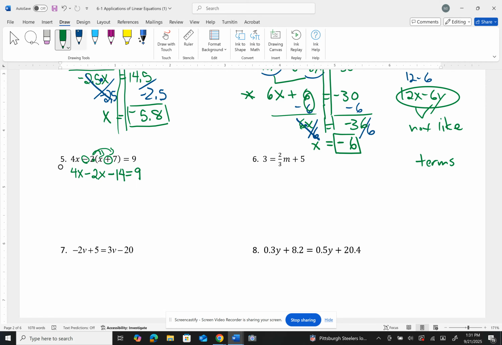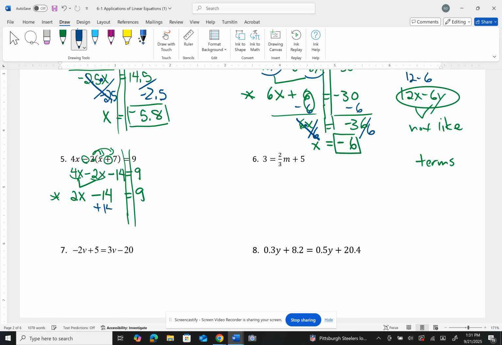Okay. Now, on the same side of that equal sign, so here's that equal sign, which is like a wall, the 4x and the 2x is going to be really important when we get to number 7, that you see the difference between 5 and 7. The 4x minus the 2x, 4 apples take away 2 apples would be 2x, bring down the minus 14, and the equals 9. And now we're back again to question number 1.